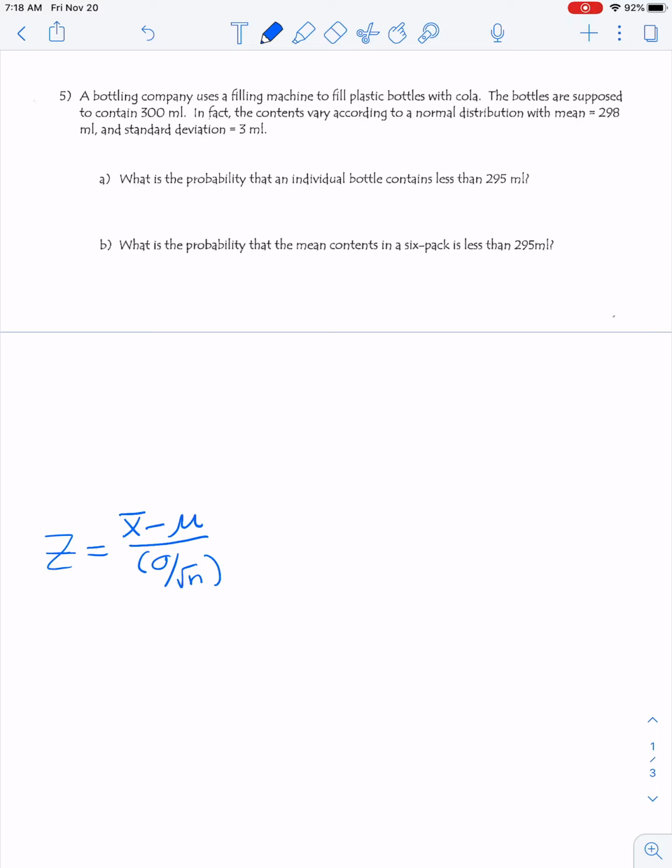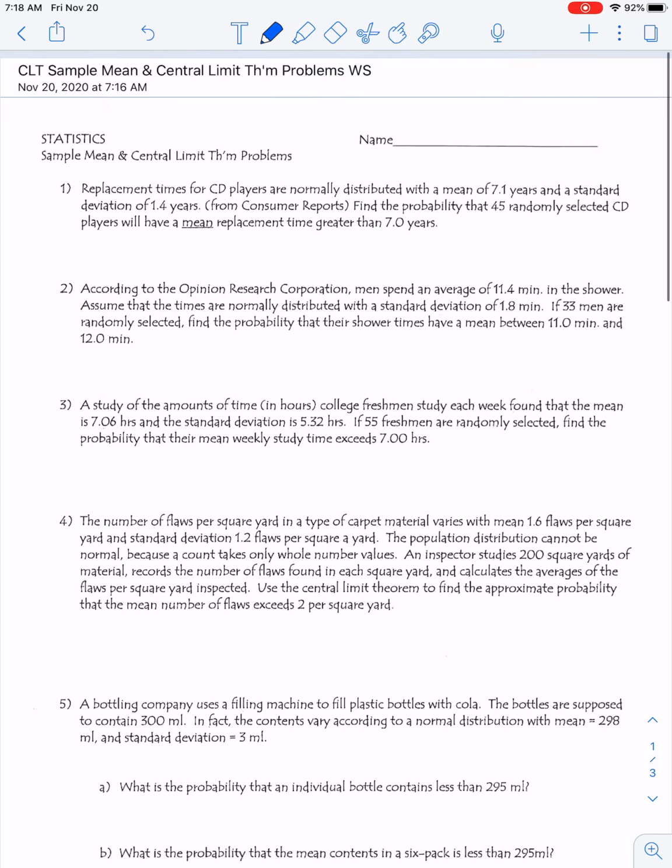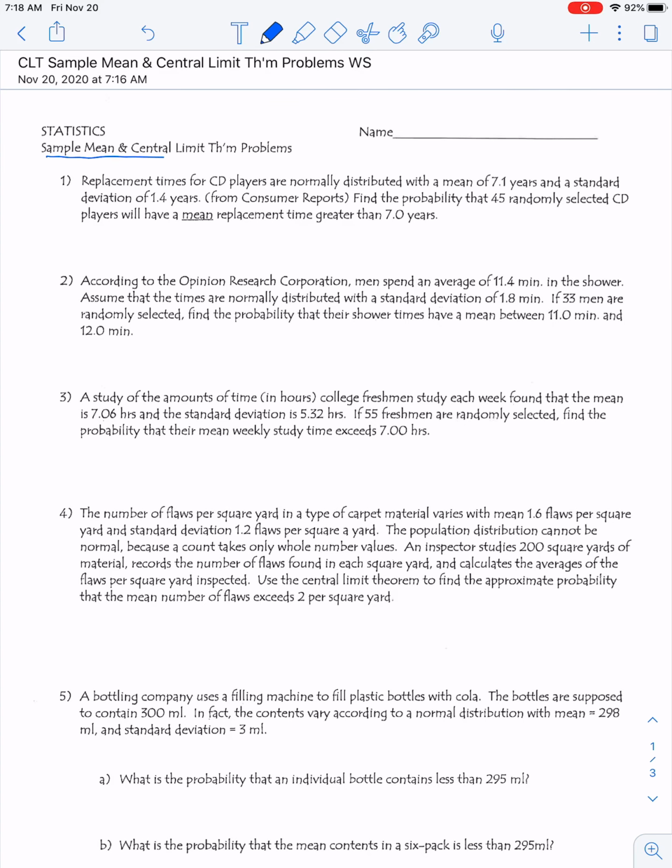Actually, your problem kind of goes like this. You'll have x bar doing something, greater than, less than, equal to, depending on the problem. Convert to z using central limit theorem formula. Then from there, you're using your friend normal CDF, just like we did previous week. Again, this worksheet's on the back of your guided notes for central limit theorem.